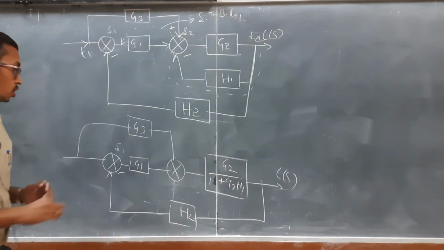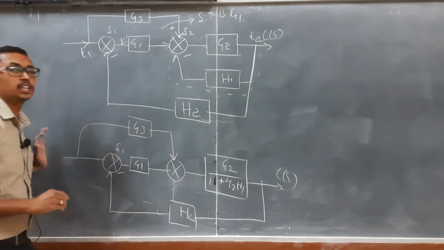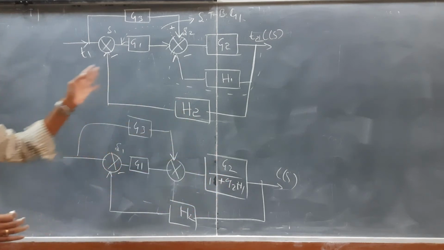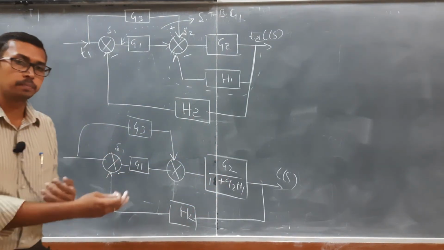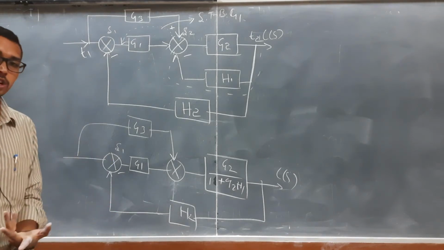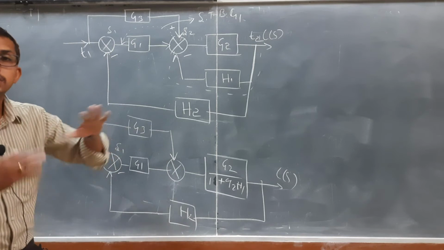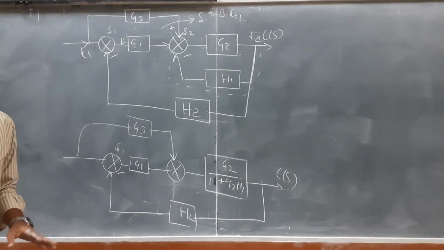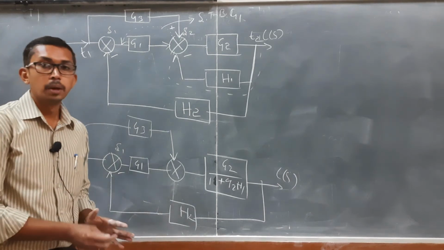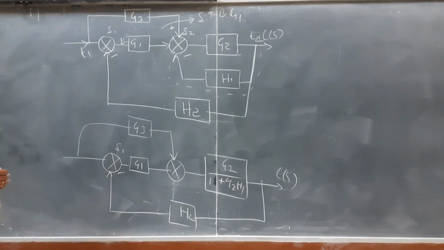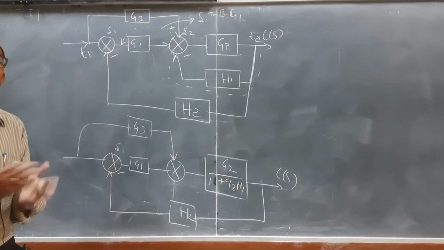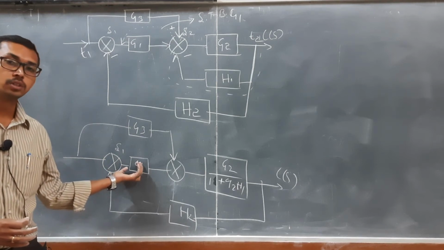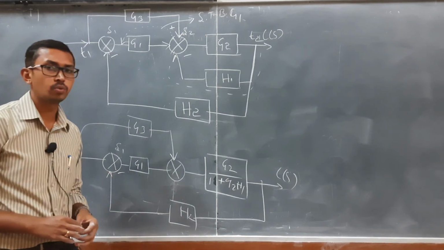What the next step I am going to apply is, try to shift as per the procedure, try to shift the summing point as much as possible towards the left side. If you go step by step, it will be easy for us to solve the problem. So that's why I am shifting the summing point to before the block G1. Then I need to add the same block, or the reciprocal of that one. So what do we have to do?